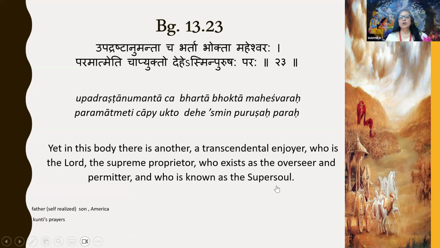Then we talked about the verse: upadrashta anumanta cha bharta bhokta maheshvarah, paramatmeti chapy ukto dehe 'smin purushah parah. We talked about how in our material body there is someone who is the super soul. What does the super soul do? He is the Upadrashta, the overseer. He is seeing everything that is being done. He is the Anumanta, the permitter. Finally, for an activity to happen, he has to permit. He is the Bharta, the maintainer. Bhokta, he is the actual enjoyer. We want to be the enjoyer, but he is the actual enjoyer. Maheshwara, he is the Ishwar of all, the Supreme Lord.